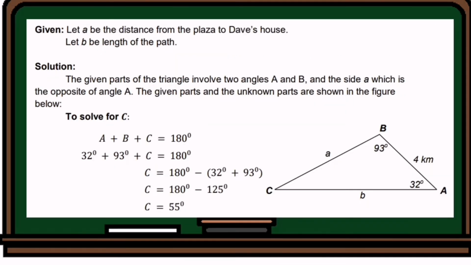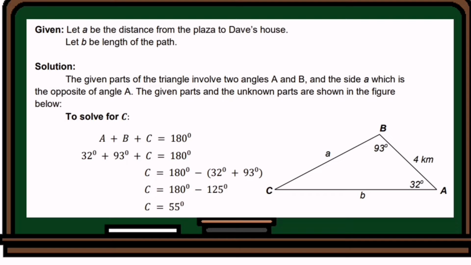Given, let a be the distance from the plaza to Dave's house. Let b be the length of the path. Solution. The given parts of the triangle involve 2 angles, A and B, and the side c, which is opposite angle C. The given parts and the unknown parts are shown in the figure below. To solve for C, we will use the equation A plus B plus C is equal to 180, since the sum of the interior angles of a triangle is equal to 180.